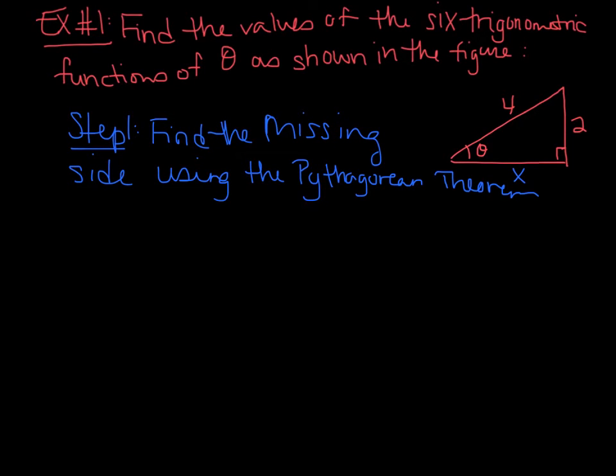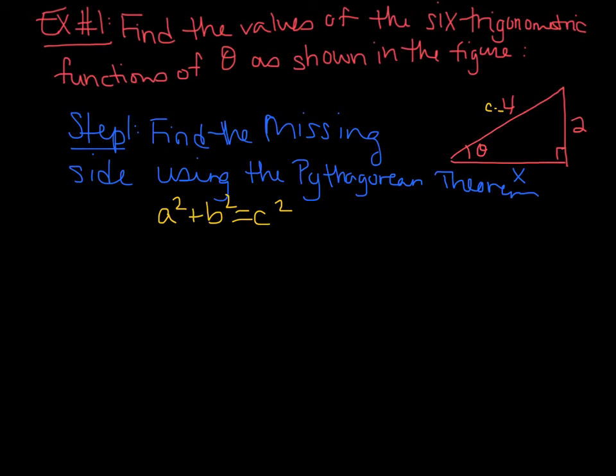So just a little recap. The Pythagorean theorem is a squared plus b squared equals c squared. The a and the b are going to be the two legs, which are the shorter sides of the right triangle, whereas the c is going to be the hypotenuse. So in this case, my c is equal to 4. It actually doesn't matter whether you call 2 a or b, but the c is very important. So I'm going to say c is 4.